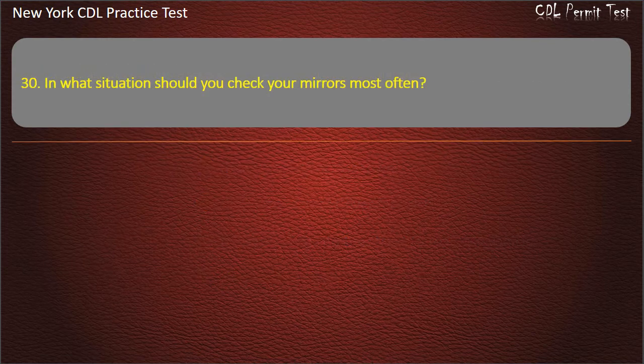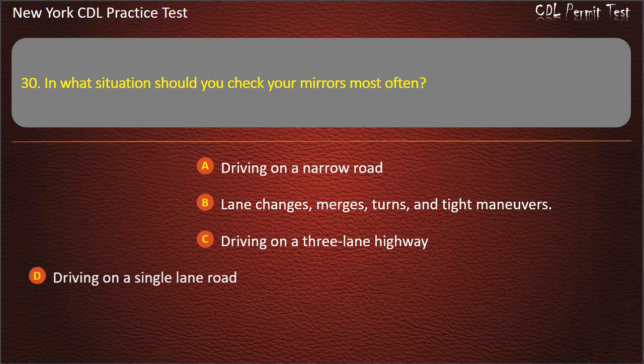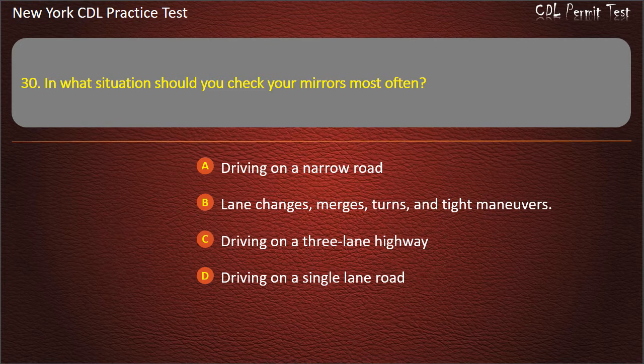Question 30. In what situation should you check your mirrors most often? Driving on a narrow road. Lane changes, merges, turns, and tight maneuvers. Driving on a 3-lane highway. Driving on a single-lane road. Answer. Lane changes, merges, turns, and tight maneuvers.